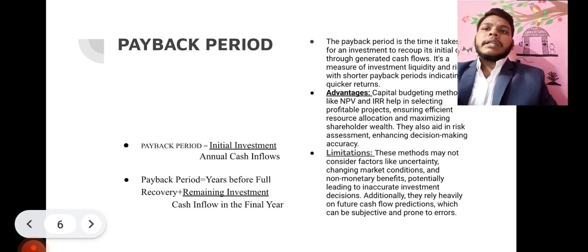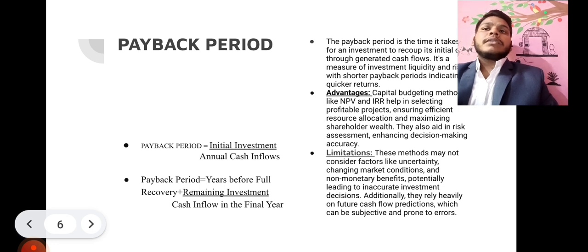Let's see some detailed information about payback period. You can see the formula of payback period. Payback period is equal to initial investment upon annual cash flow, which is included in payback period is equal to years before full recovery plus remaining investment upon cash inflow in the final year. The payback period is the time it takes for an investment to recoup its initial cost through generating cash flow. It measures the investment's liquidity and risk, with a shorter payback period indicating quicker returns.